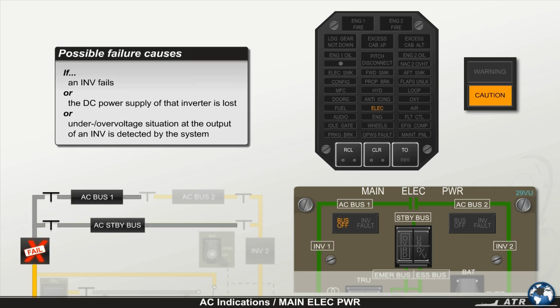If an inverter fails, or if the DC power supply of that inverter is lost, or an under or overvoltage situation at the output of an inverter is detected by the system, the CCAS will be activated. The master caution light flashes amber. A single chime is generated, and the amber electric indication illuminates on the CAP.